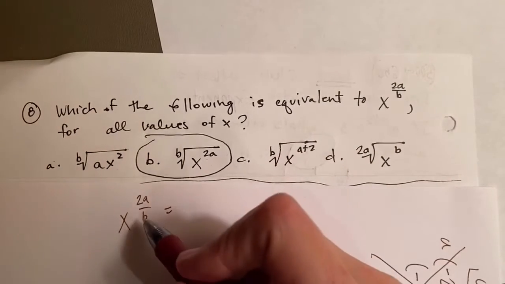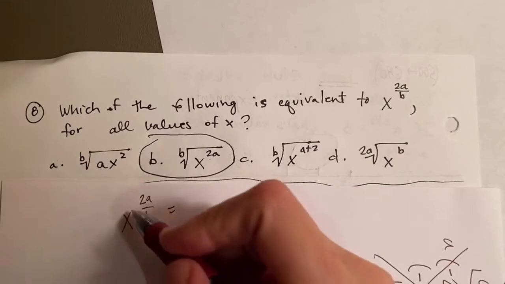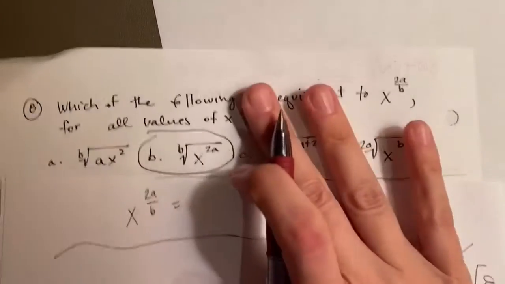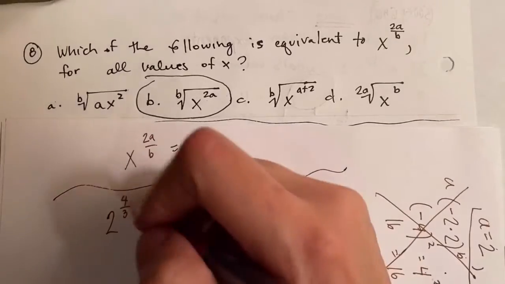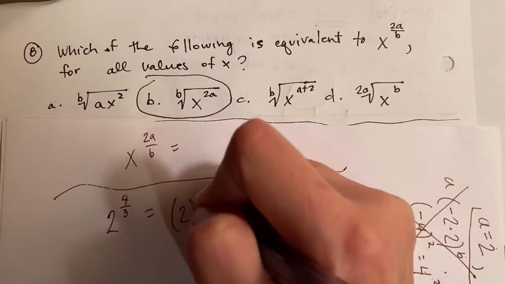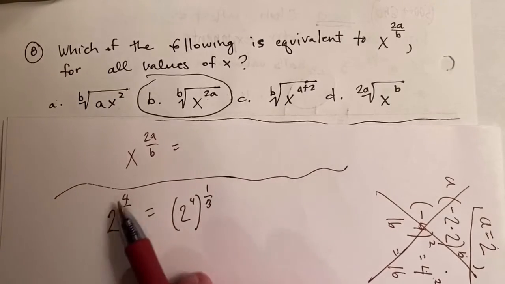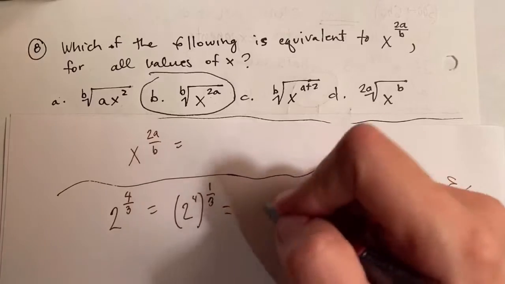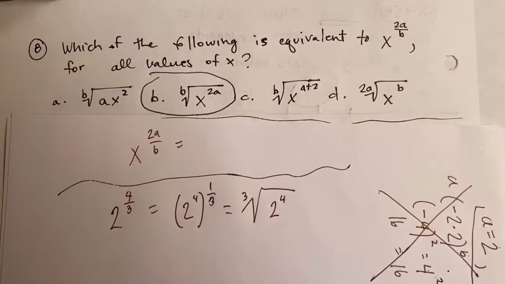So you could say to yourself, what does a fractional exponent mean? Well, if I thought of it in the case of a number, like let's say 2 to the power of 4 over 3. That's the same as 2 to the 4th times 1/3, right? We can multiply exponents, and 4 times 1/3 is 4/3. So this is the same as the cubed root of 2 to the 4th.